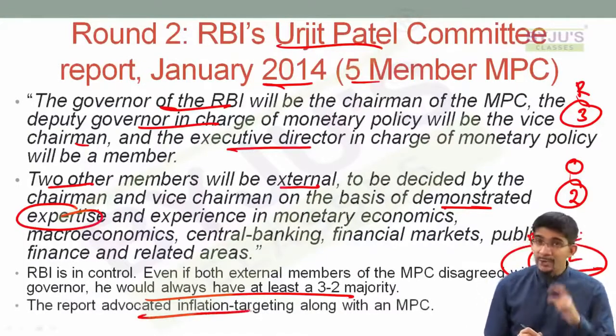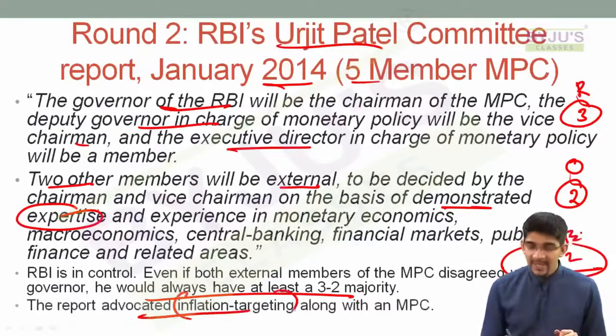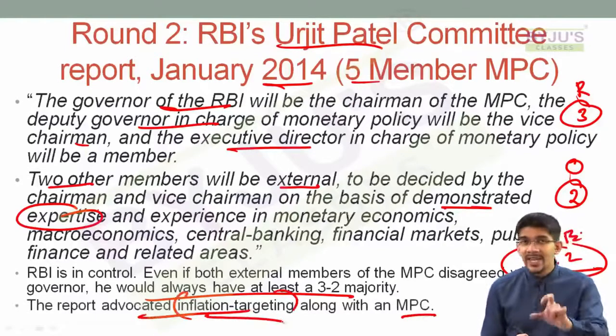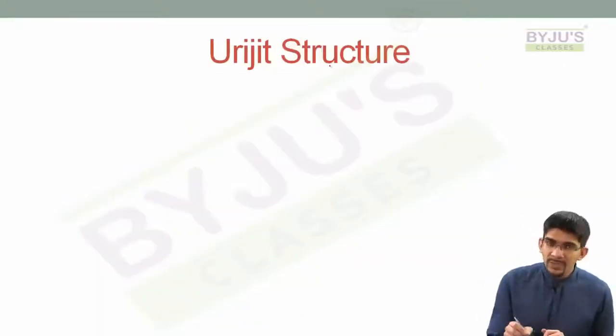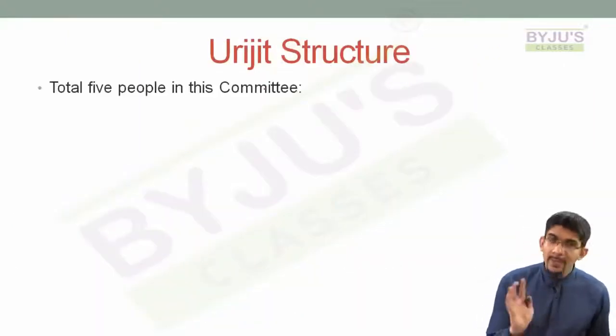This report also advocated inflation targeting along with MPC. Now we'll see inflation targeting a bit later in the discussion and we'll see that that has been adopted. So this is the Urjit Patel committee structure. We'll have 5 people in the committee.